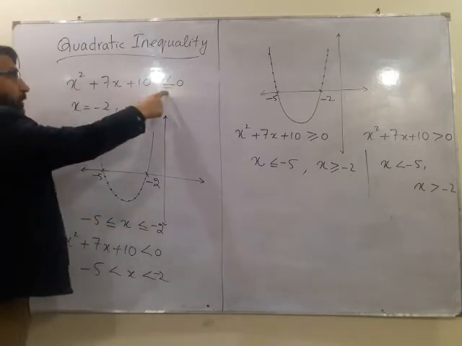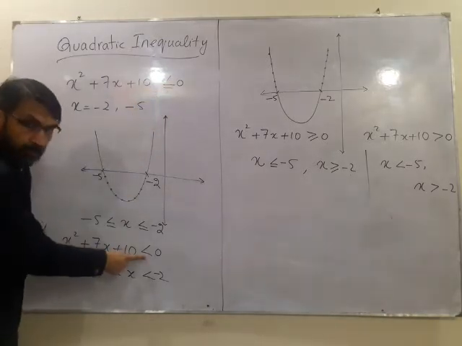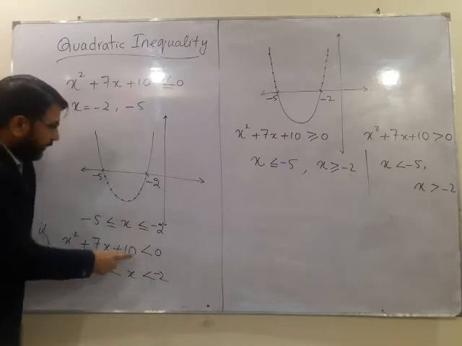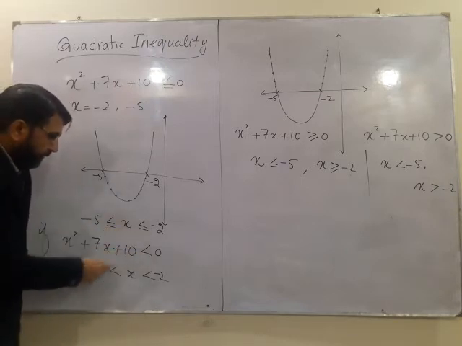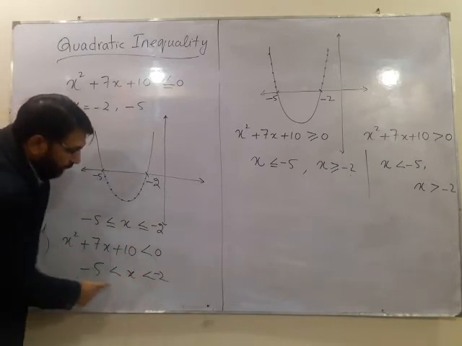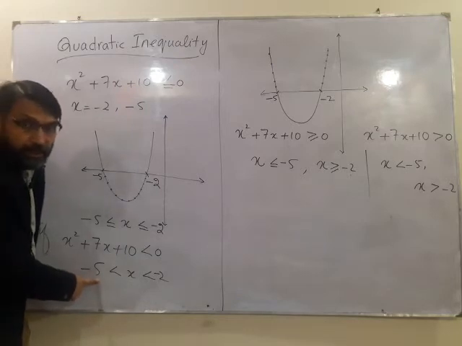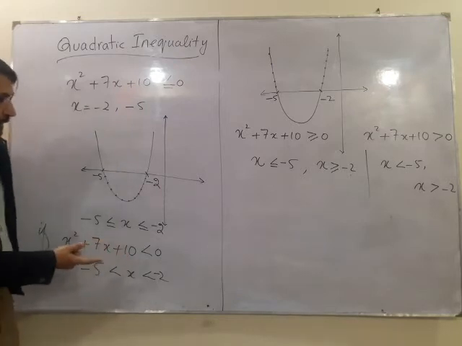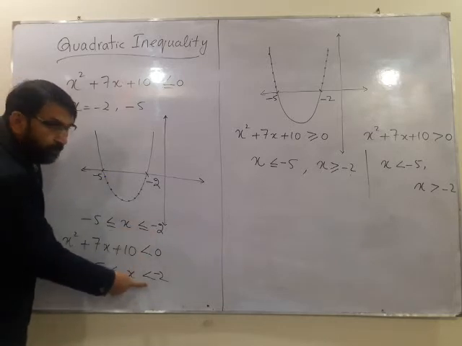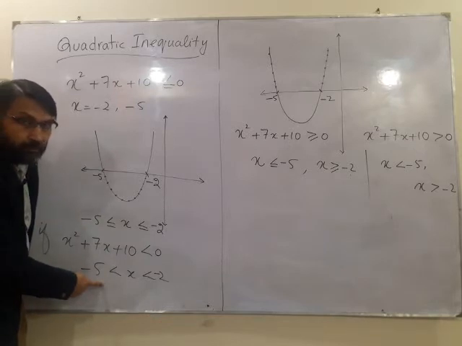If we change this inequality from less than or equal to just less than, we don't need to be worried. We'll change only the solution a little bit. This equality line will be removed, and all the values between minus 2 and minus 5 are included. The only difference is that here minus 2 is included, here minus 2 is not included. Here minus 5 is included, here minus 5 is not included.